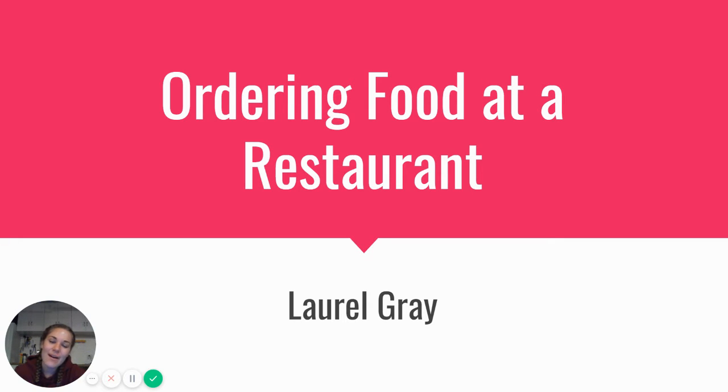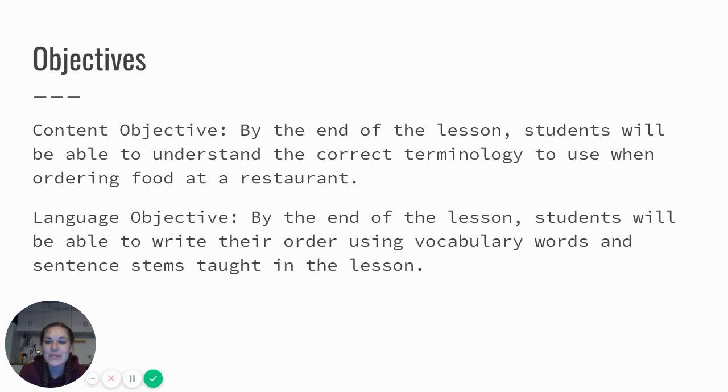Today we'll be learning about ordering food at a restaurant. Our objectives. Content objective. By the end of the lesson, students will be able to understand the correct terminology to use when ordering food at a restaurant. Language objective. By the end of the lesson, students will be able to write their order using vocabulary words and sentence stems taught in the lesson.